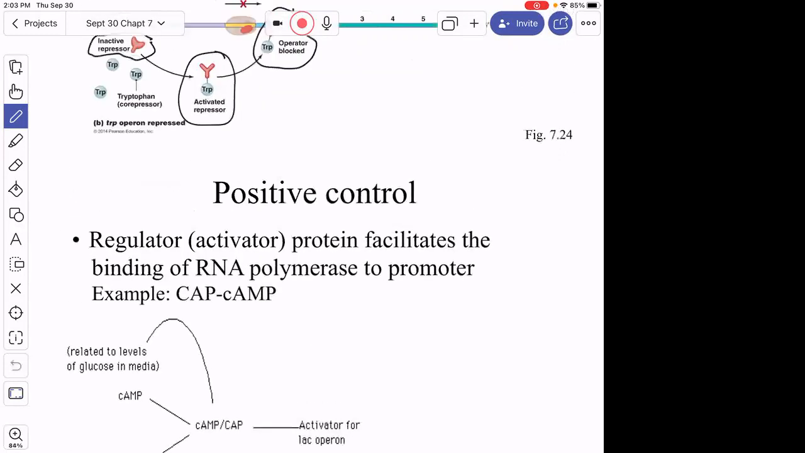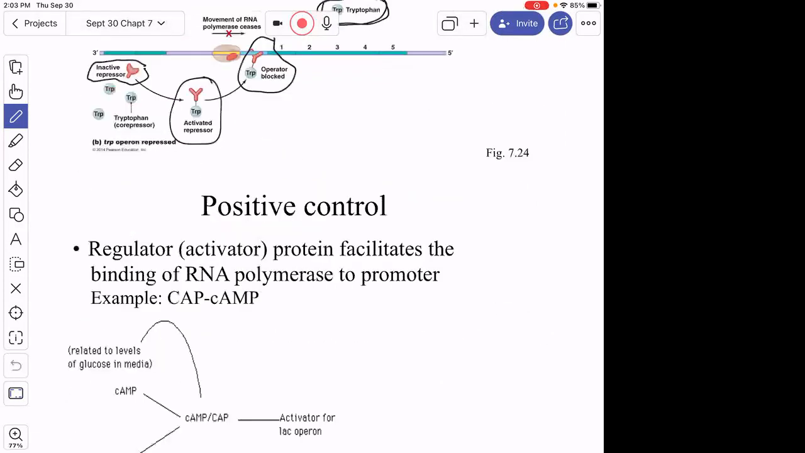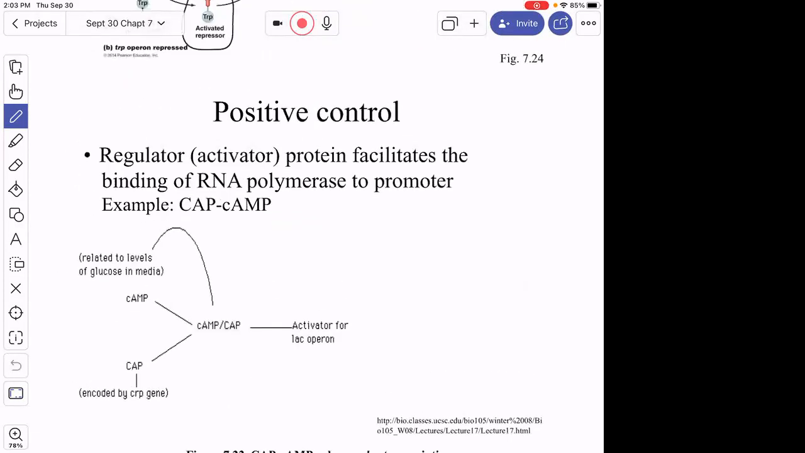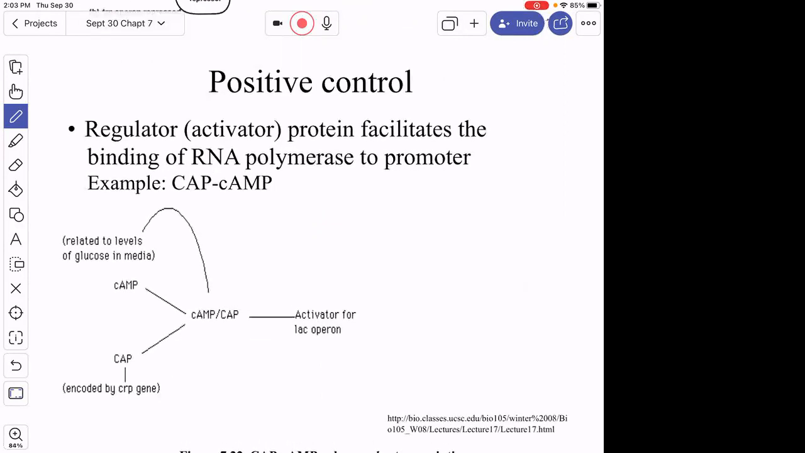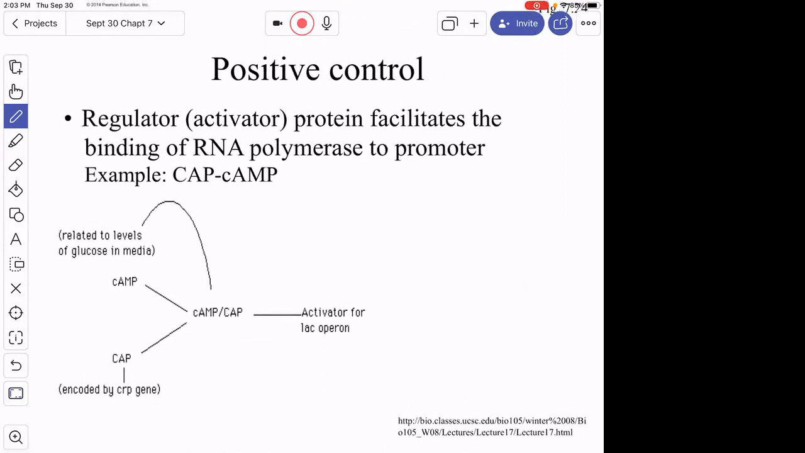Oh, and by the way, I don't see it on mine, maybe I just didn't post it, but I did hopefully post a YouTube video that talks about the trp operon. If I didn't put it on there, then somebody emailed me about it, and maybe I just didn't get that pasted in there. Anyway, it's always nice to see things talked through again, maybe in a slightly different way.